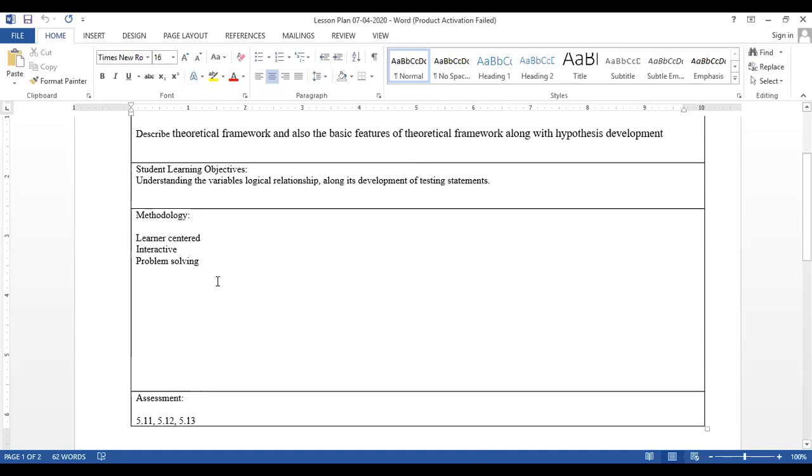I hope you guys will be interacting with me, so we will try to make it more interactive. Problem solving we will be doing through numericals. Assessment would be through three problems. These are here 5.11, 12 and 13.